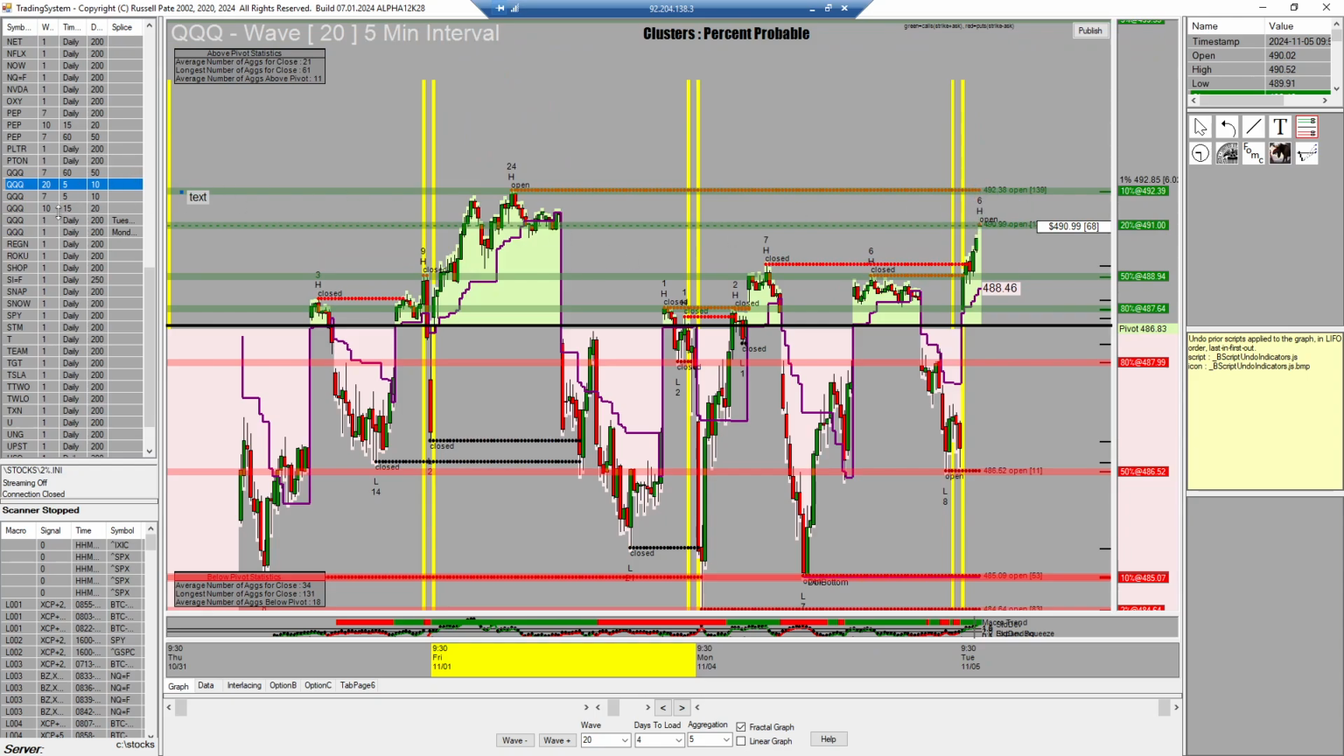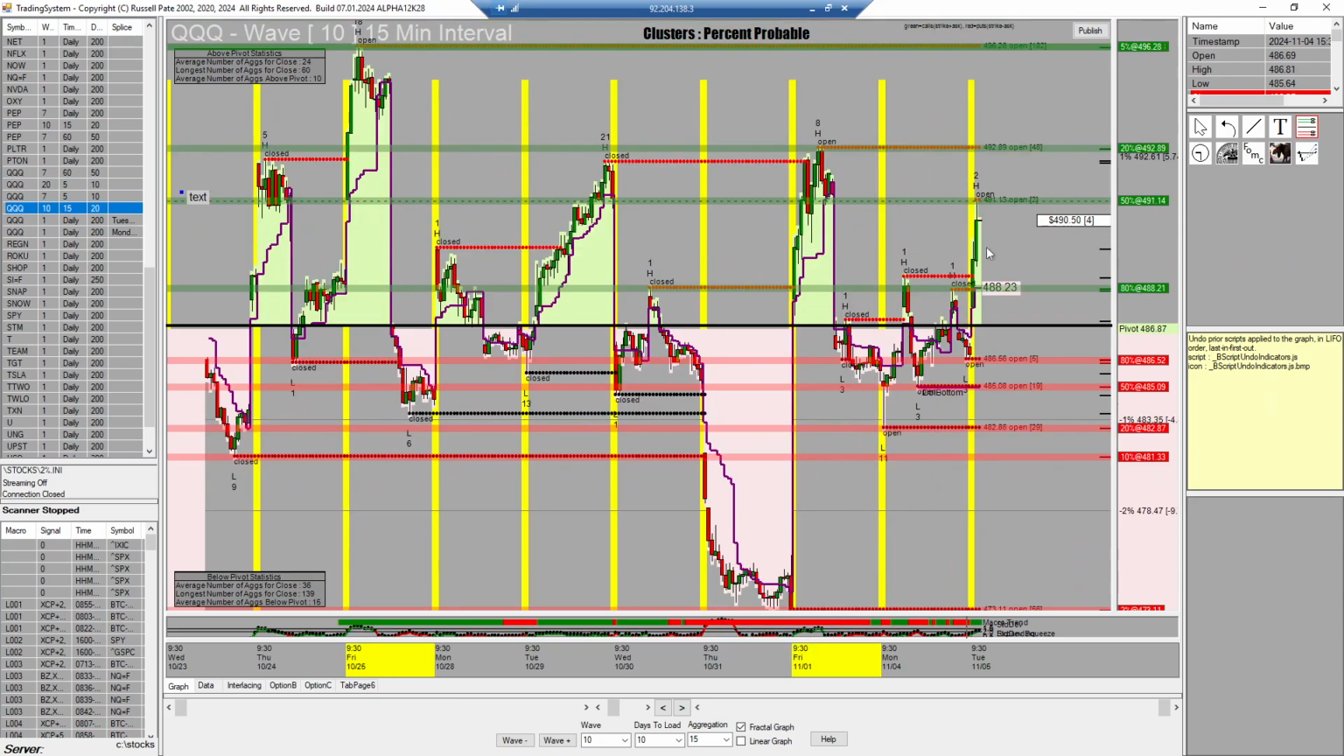Then we'll load up the 10-way 15-minute. All right, now we can see on the 10-way 15-minute, same thing, hold over this cluster, blank space all the way up to 492.37, lines up well with the 20-way 5-minute. And you also have this open state, which we look to target at 492.89.